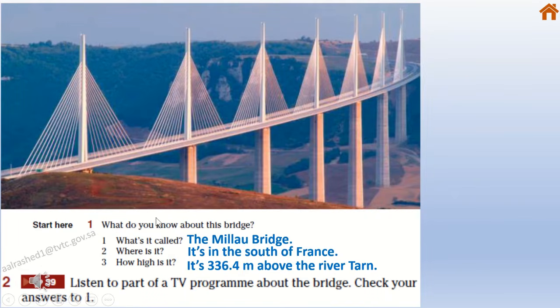Number 3. How high is it? I need a number. How high? The distance from this point up to this point. This is the height, and this is the length. So it is 336.4 meters above the river Tarn.